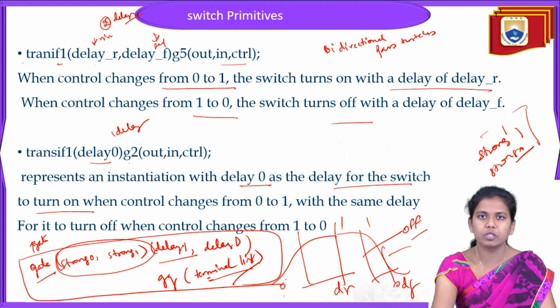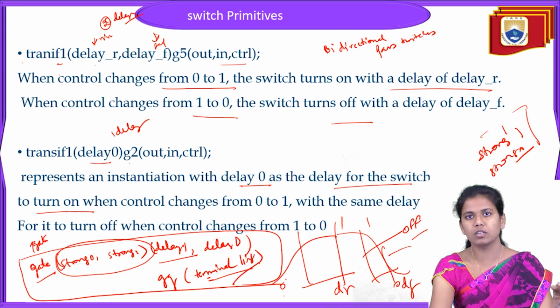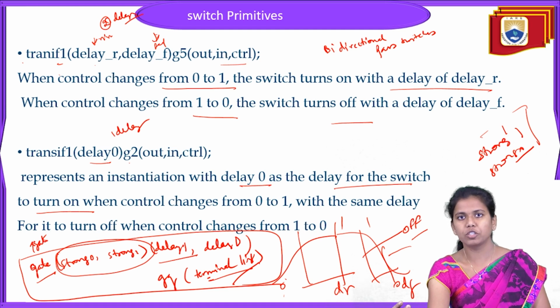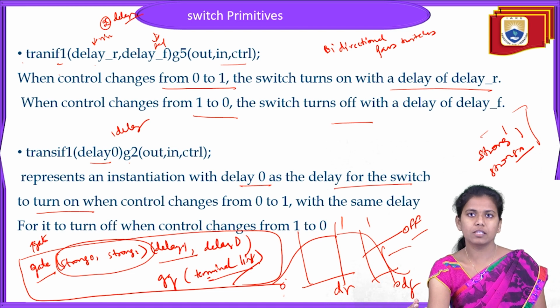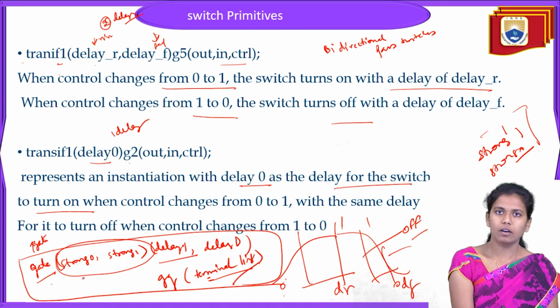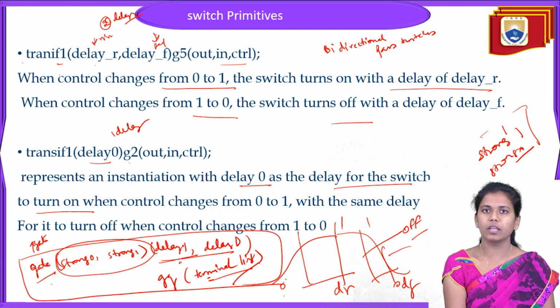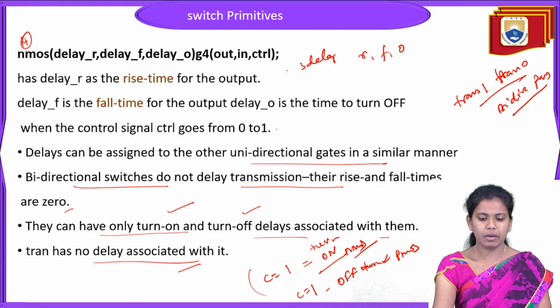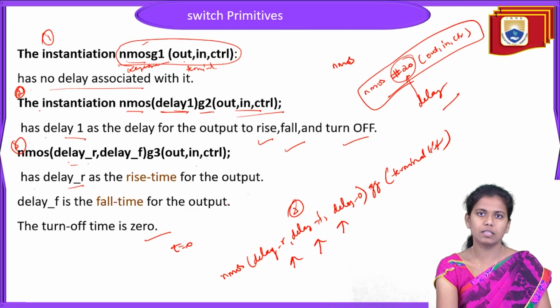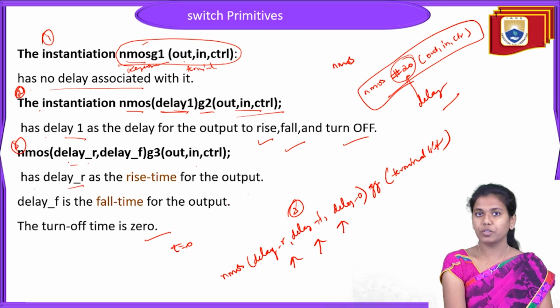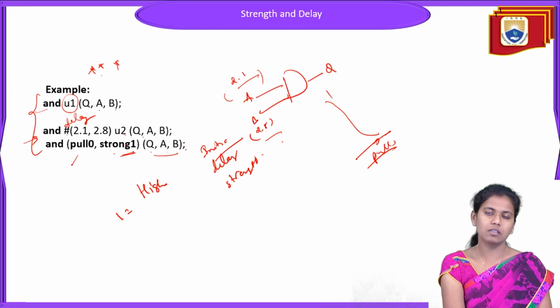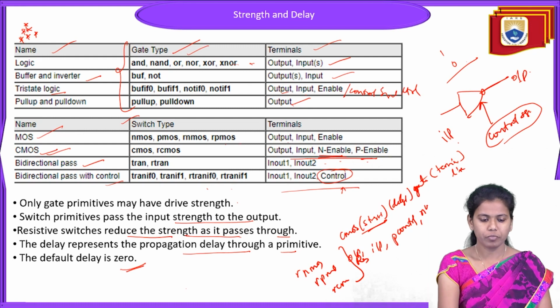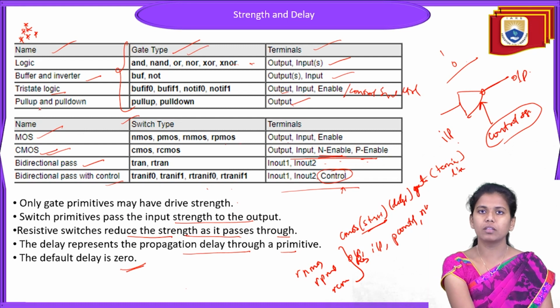When it comes to the switch primitives, we represent only the delays. Okay, so all the switches pertaining to the resistive switch or bidirectional switch and the normal switch and the CMOS switch, always in the switch primitives we represent only the delays, followed by the name of the instance as well as the terminal list. So this is all about the switch primitives and the instantiation of the switches and signals as well as the delays. And this is the most important thing to remember.